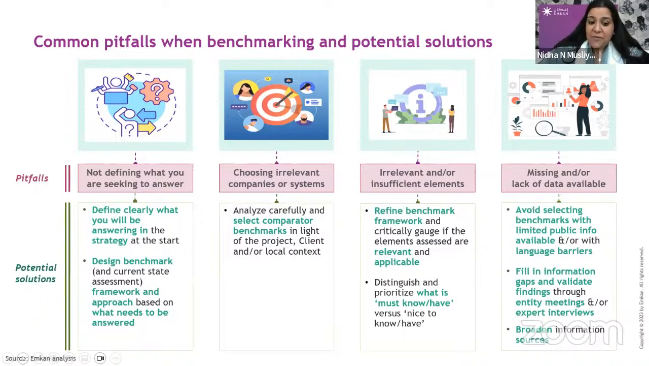And then, a lack of available data. So in terms of a lack of available data, this is selecting benchmarks when we have limited public information available and or there are language barriers. For example, recently we were trying to benchmark the Korean educational system. Even though Korea has a very strong educational system, especially in arts and culture education, unfortunately we weren't able to get the necessary information because a lot of the information was in Korean, and a lot of the publications that came out did not answer any questions that we had. So how do we fill in this missing information?